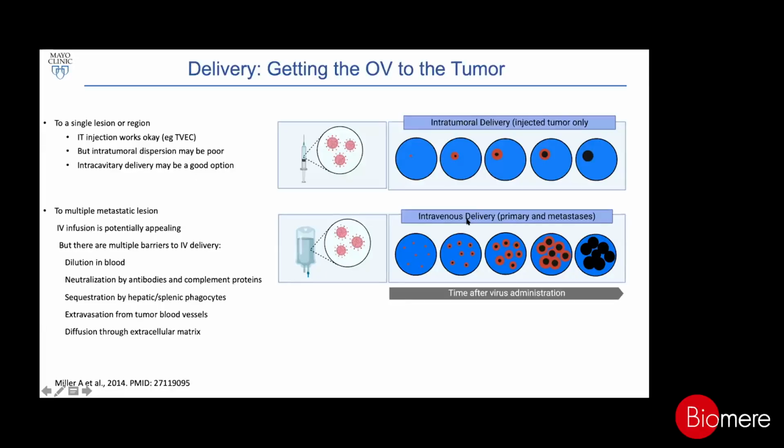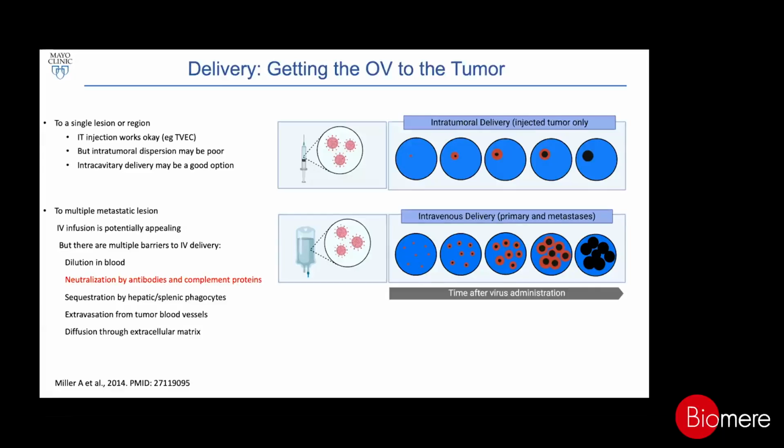On the other hand, in the intravenous delivery, multiple infection centers are seeded and they eventually coalesce to form large regions of infection. This IV delivery is potentially appealing to tackle metastatic lesions. However, there are multiple obstacles to the IV delivery, such as dilution of the virus in the blood, neutralization by antibodies and complement proteins, and sequestration of the virus by hepatic or splenic phagocytes. If the virus circumvents these obstacles, the virus still needs to extravasate from tumor blood vessels and will need to diffuse throughout the extracellular matrix. All this being said, there are potential solutions to each of these obstacles.